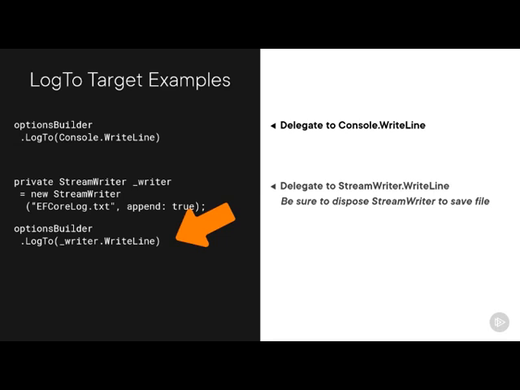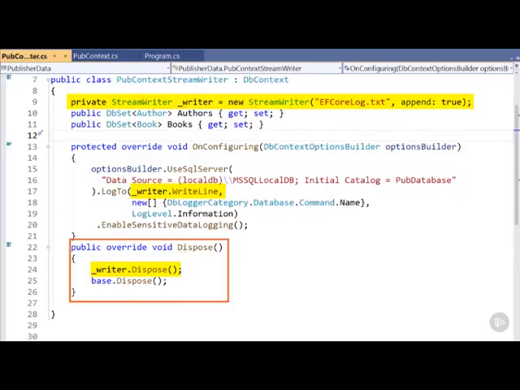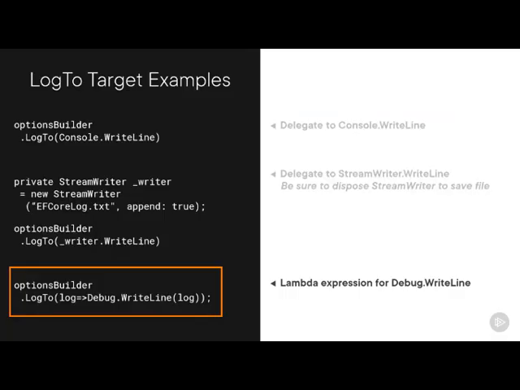And you can ensure that by disposing the StreamWriter, which you can do when the context is disposed. That means you need to override the dispose method in DbContext, as I'm doing here, so that you can add the extra logic in, calling dispose on your StreamWriter. Not all targets are expressed as a delegate. For example, if you want to target the debug window, then you have to use a lambda expression, as you can see from this final example.